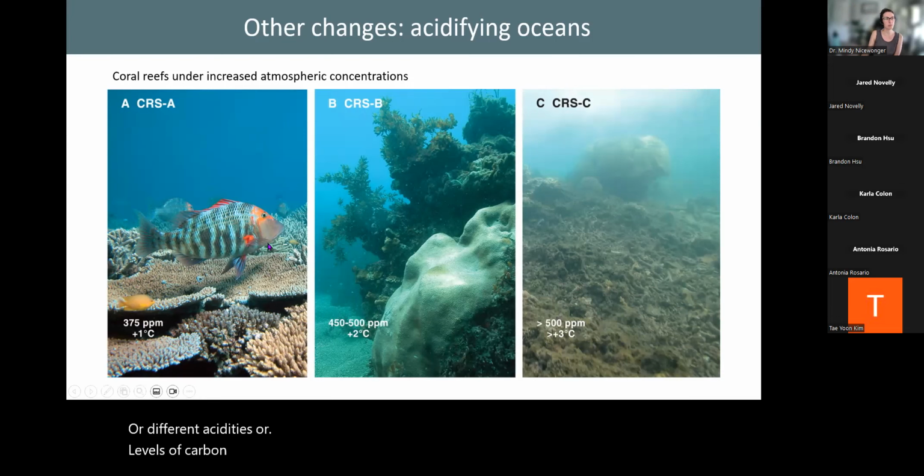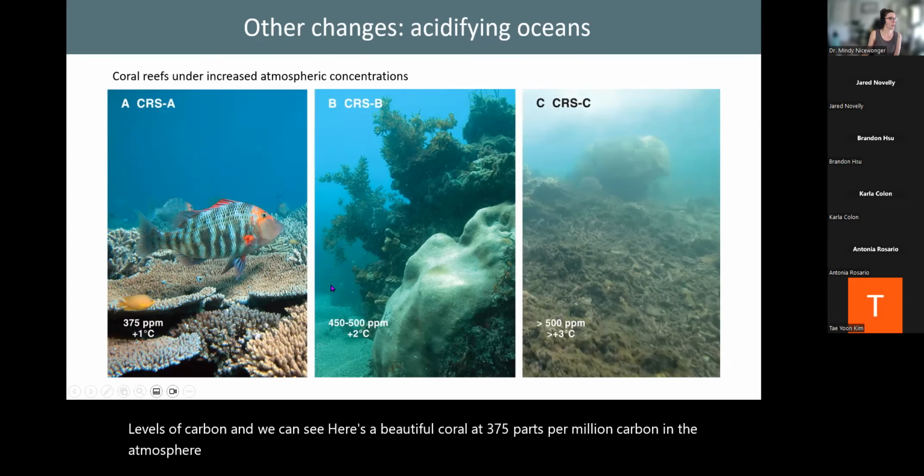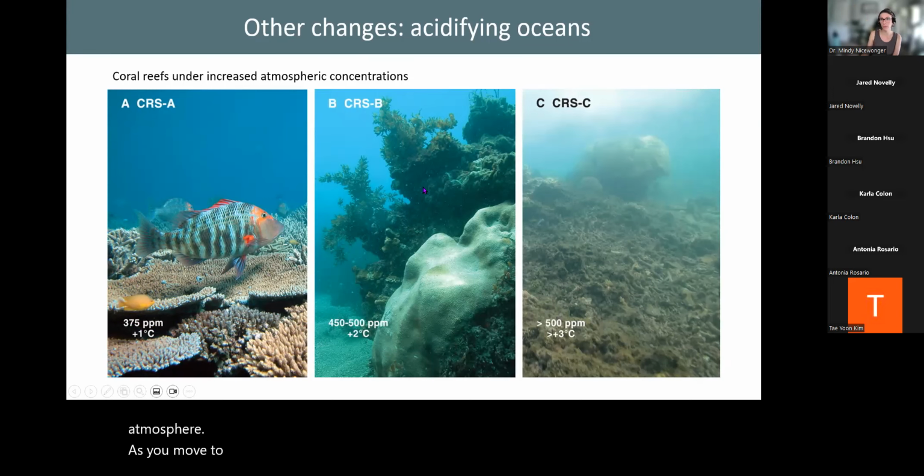And we can see here's a beautiful coral at 375 parts per million carbon in the atmosphere. As you move to 450, which is where we're pretty much at now, and as we move to 500, they will not be able to make the calcium carbonate shell. They will no longer exist. They will die.